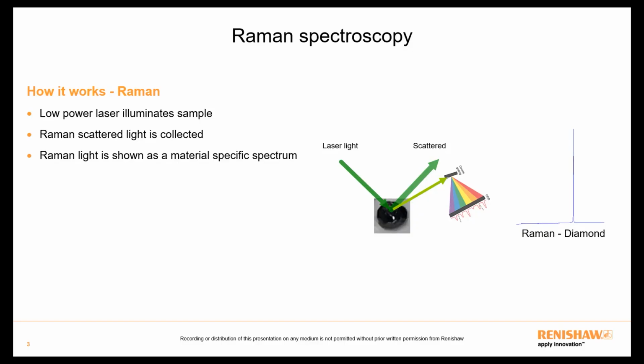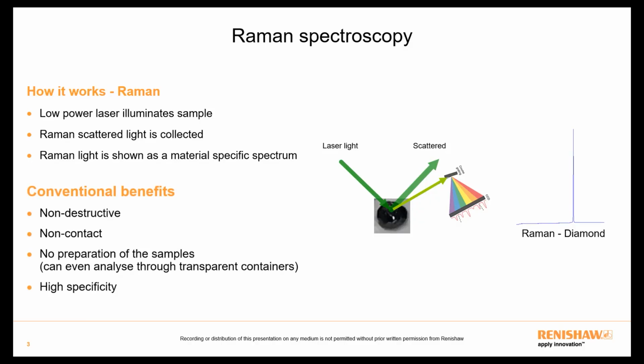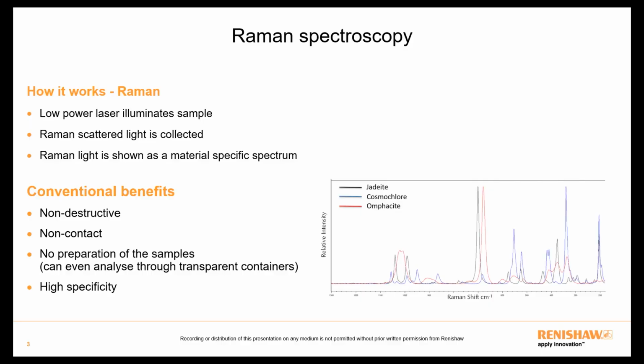Being optically based, the Raman technique has some great benefits. These include being non-destructive and non-contacting, as well as not requiring any specific sample preparation. Chemical specificity is a real strength of the technique. The Raman spectrum is easily able to identify different materials unequivocally.